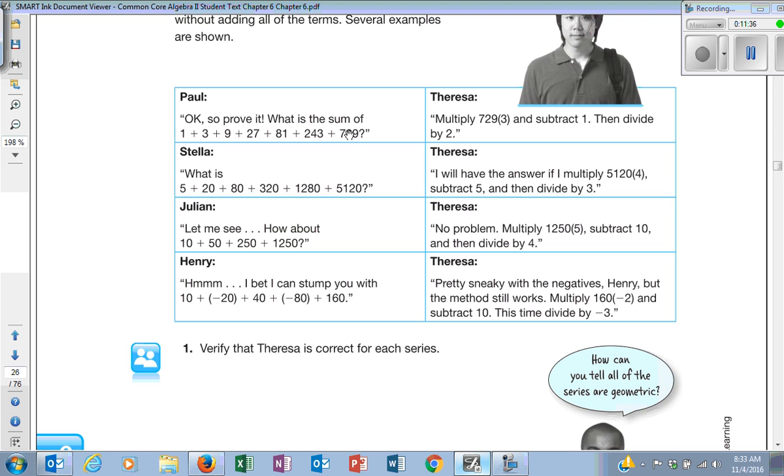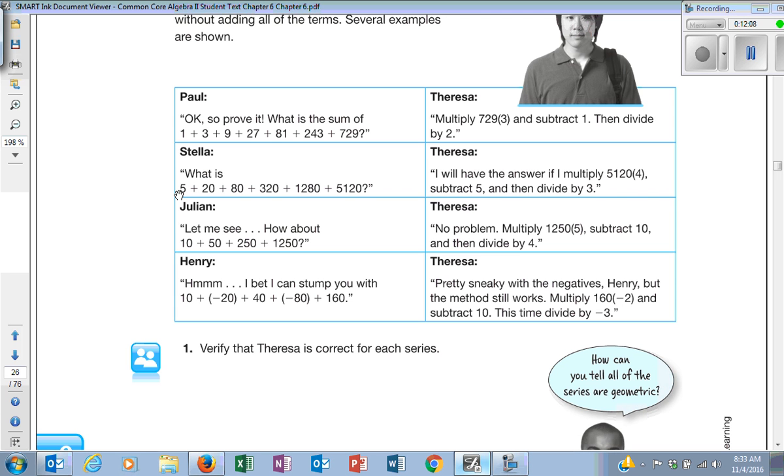What did we decide that 3 was? Our common ratio. So she's got the last term times 3, then she subtracts 1. We'll wait on that one for a second. Then divides by 2. With me? She takes the 5,120, known as the last term. You guys with me? Multiplies it by 4. Well, what's that? The common ratio. Subtract 5.